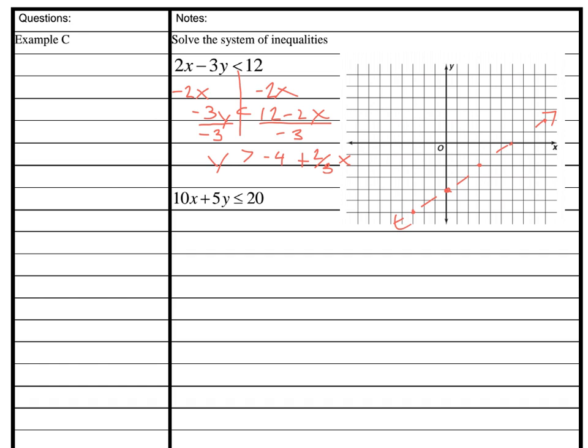Then we check a point to see where to shade. So my inequality is y is greater than negative 4 plus 2/3 x. So 0 is greater than negative 4 plus 2/3 times 0. So 0 is greater than negative 4, and 2/3 times 0 is just 0. 0 is bigger than negative 4, so I want to include 0, 0 when I shade. That's right there, so we do that whole side.